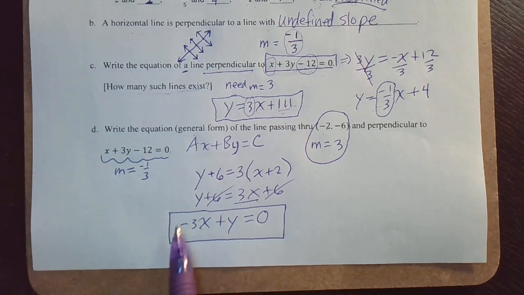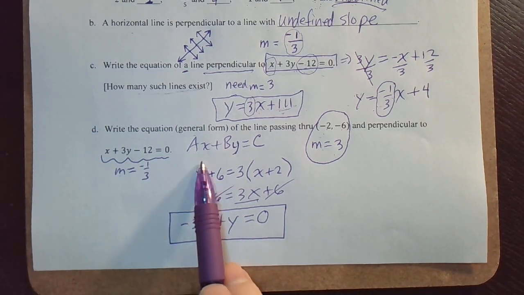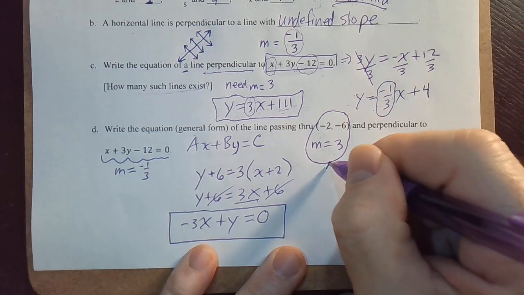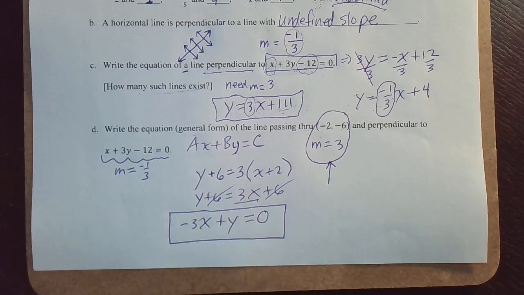And just to check, this is in the standard form or general form. So negative this over this. These two coefficients, negative 3 over 1. But take the opposite of that, and you get 3 over 1, which is 3. And that's exactly what we wanted. Slope of 3.